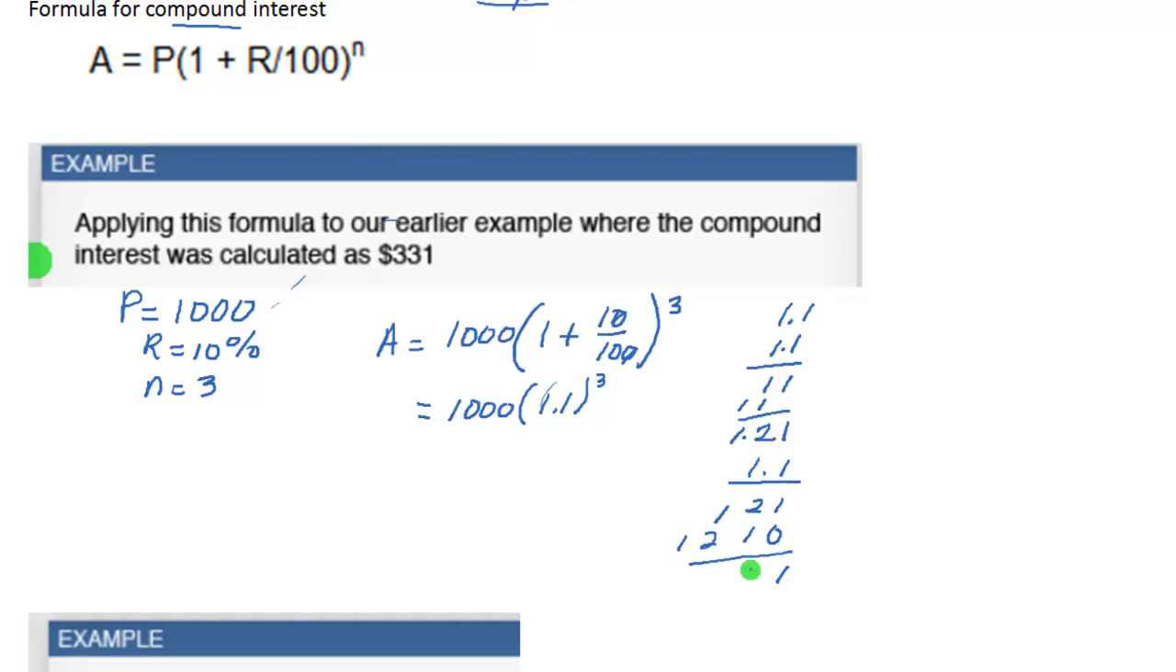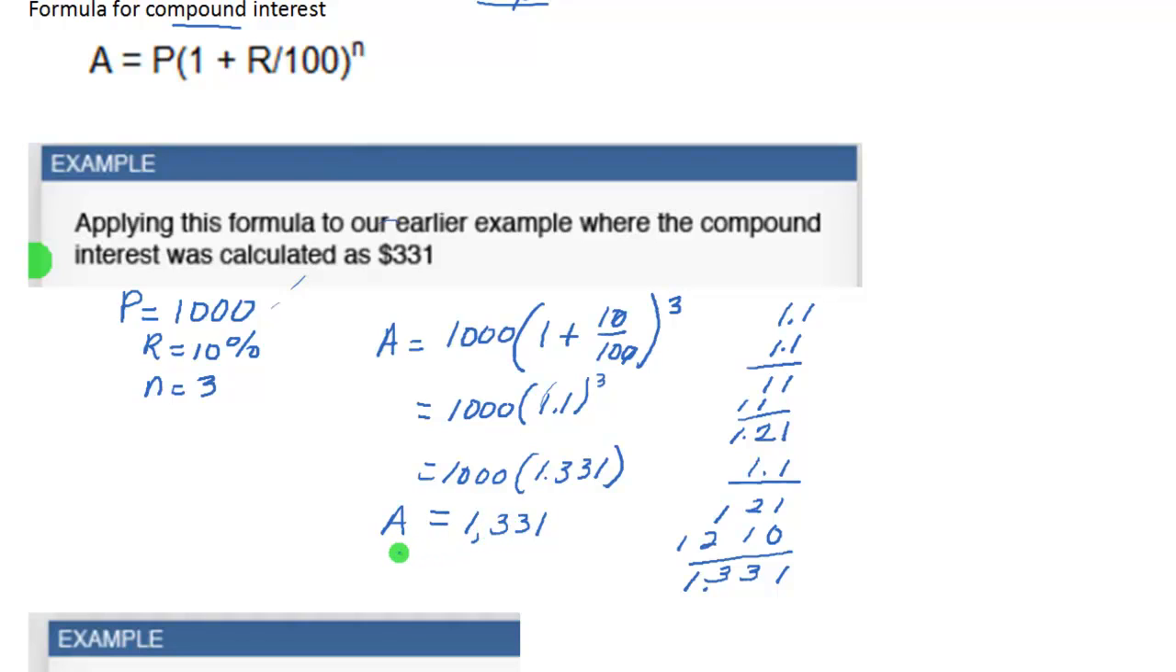Okay. All right. 1, 2, 3. So 1.331. And so then we take that. So that's your 1.1 cubed. Then you take that times 1,000. Multiplying 1.331 times 1,000 moves the decimal 3 places to the right. So you end up with $1,331. That's your amount in the bank.